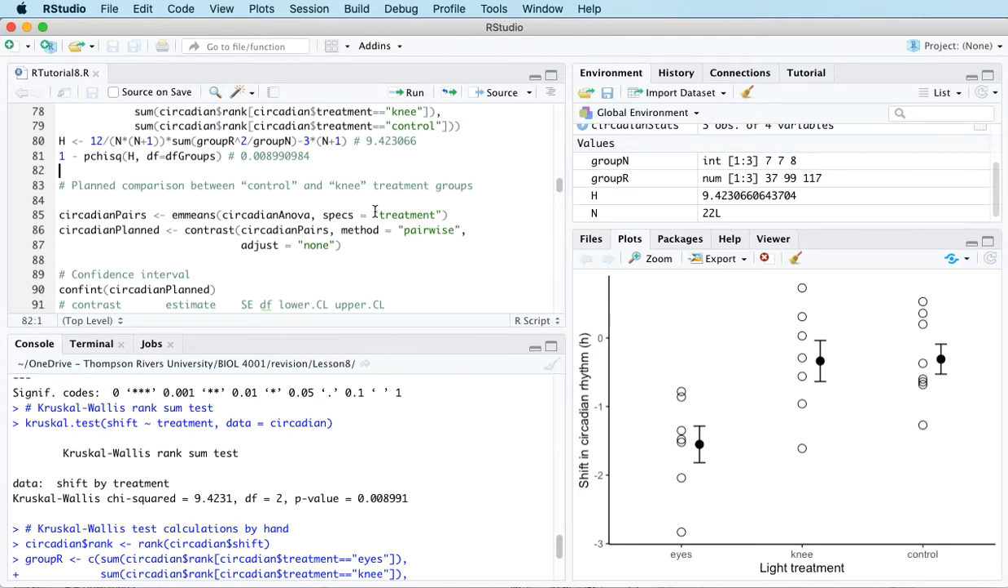Okay, so what we've done in the last couple of videos is we've determined that in this experiment it does appear that at least one of the group means or medians is different from the others. But we haven't yet tackled the question of which treatment means are different. And that's what we're going to tackle in the next few videos.